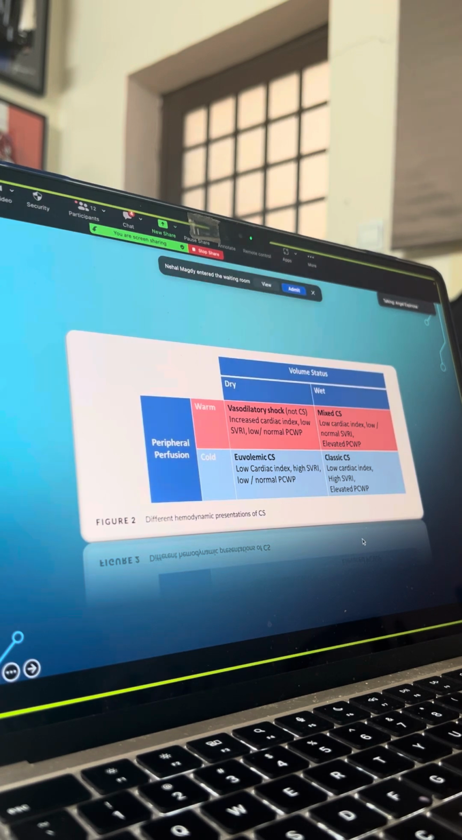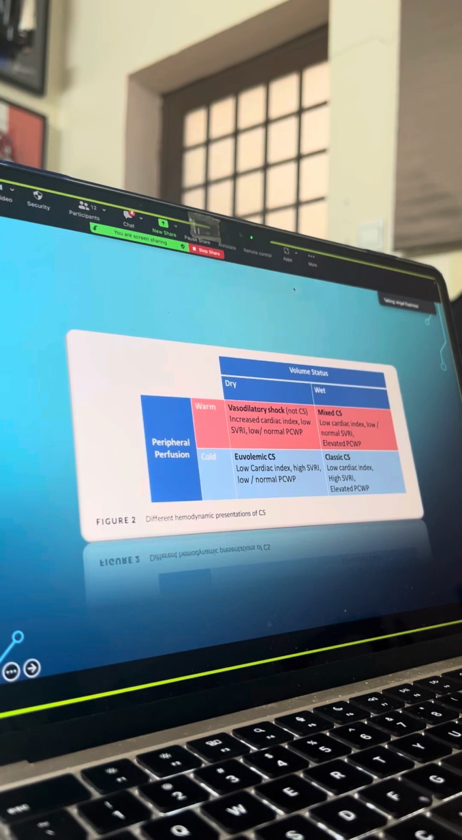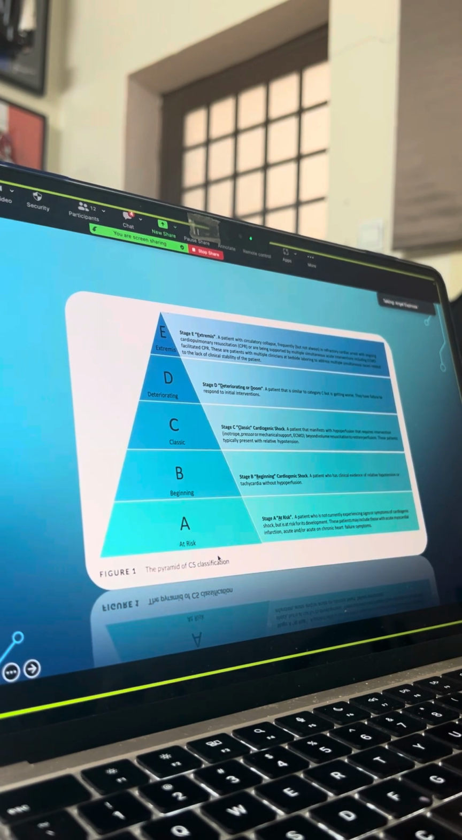From this beginning, they classify the shock in 4 different stages: where the patient is relatively compensated, the patient is at risk, where the patient is beginning the shock, the classic shock, the deteriorating shock, and the shock in extremis.